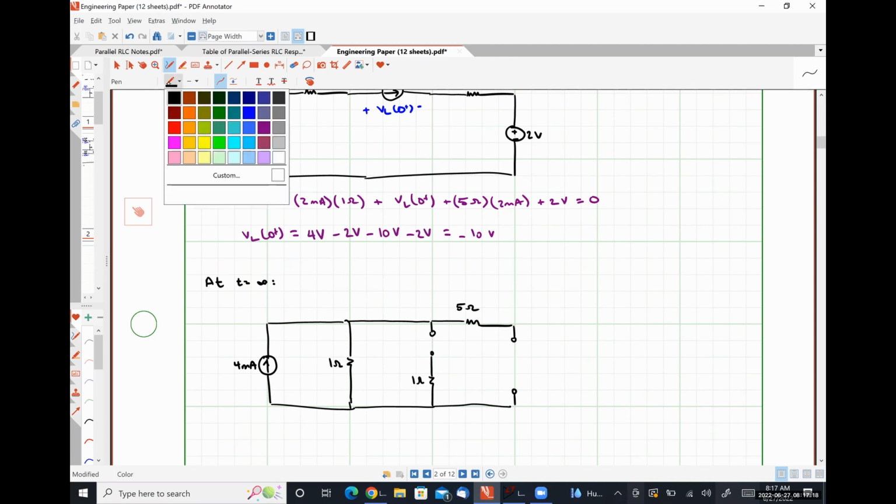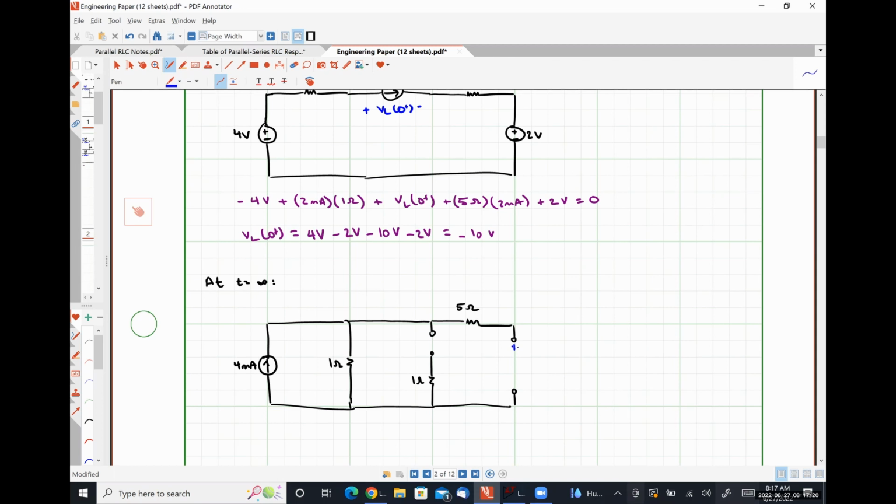All right, let me identify my quantities of interest. So VC at infinity, IL at infinity, I at infinity, VL at infinity. VL at infinity must be 0 volts since it's a voltage drop over a short circuit.